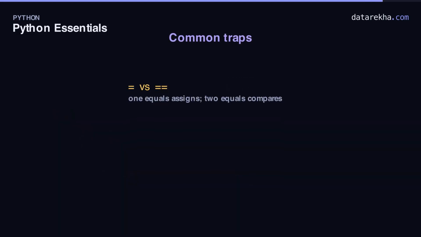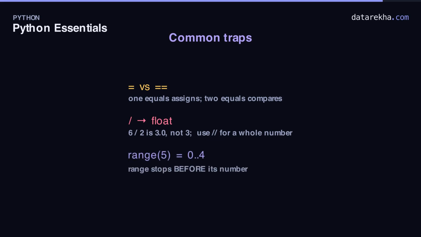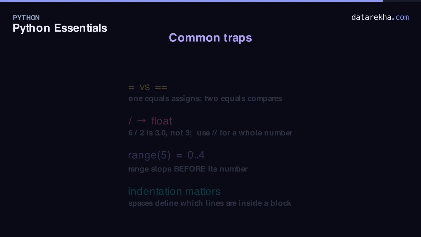Trap 1. The classic. A single equals assigns a value, double equals compares. Use one where you meant to use the other, and your condition breaks silently. Trap 2. Slash always gives a float. Even 6 over 2 is 3.0, not 3. For a clean integer, reach for double slash. Trap 3. Range 5 is 0 through 4. It stops before 5. Off by 1 errors live right here. Trap 4. Python has no braces for blocks. Indentation is the structure. Line up your spaces, or the code runs the wrong lines.